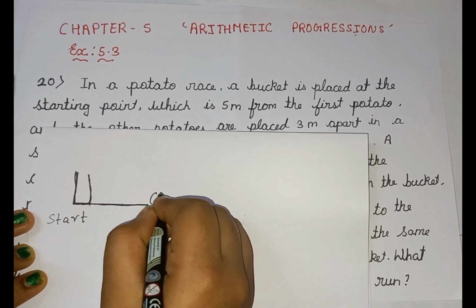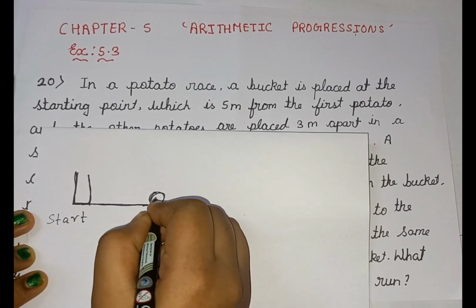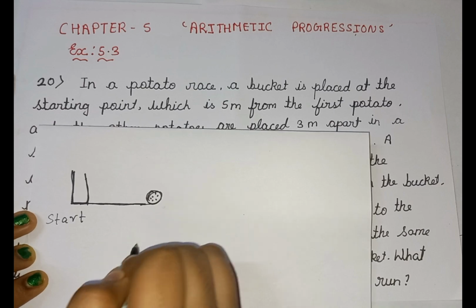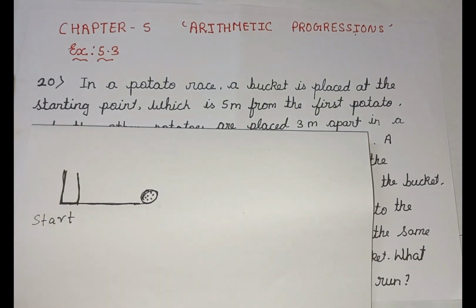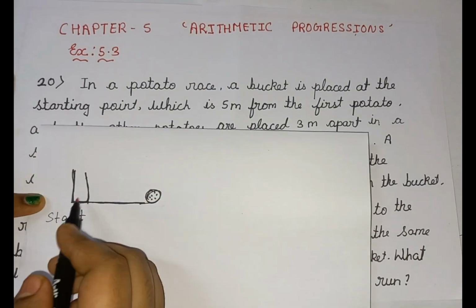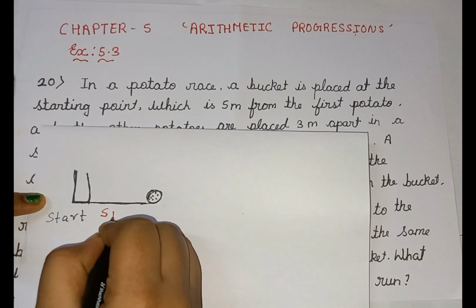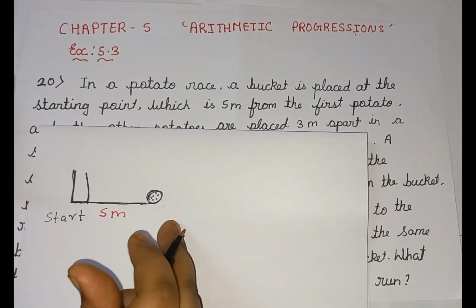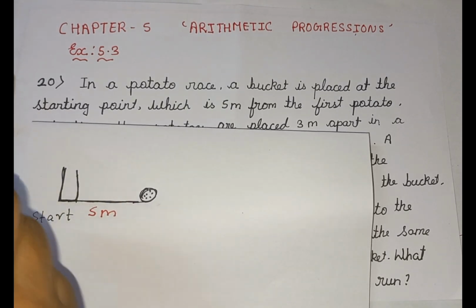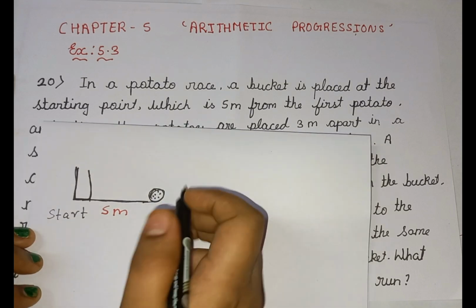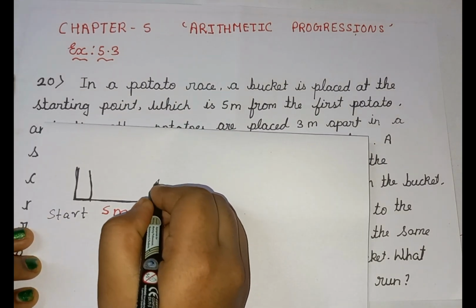So here there is a potato. Let us draw the eyes for the potato. So this is the potato. The distance between the bucket and the potato is 5 meters. Now you understood, right? This is the first potato. Remember, this is the first potato.